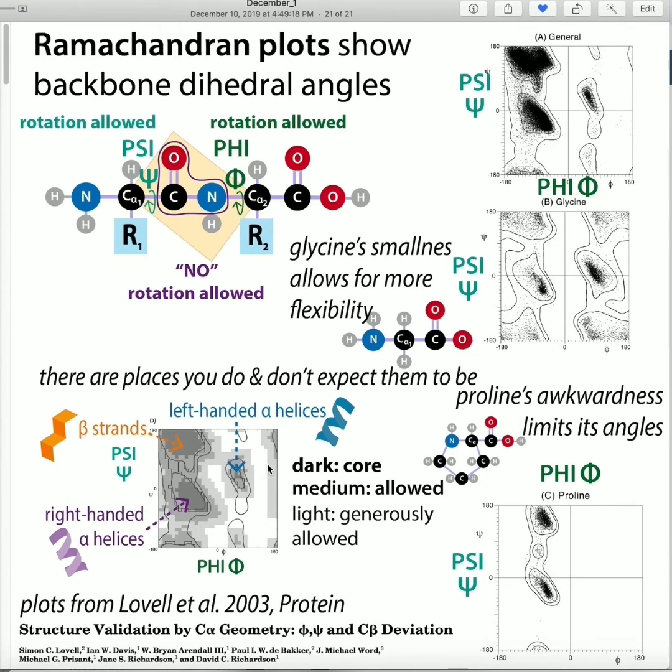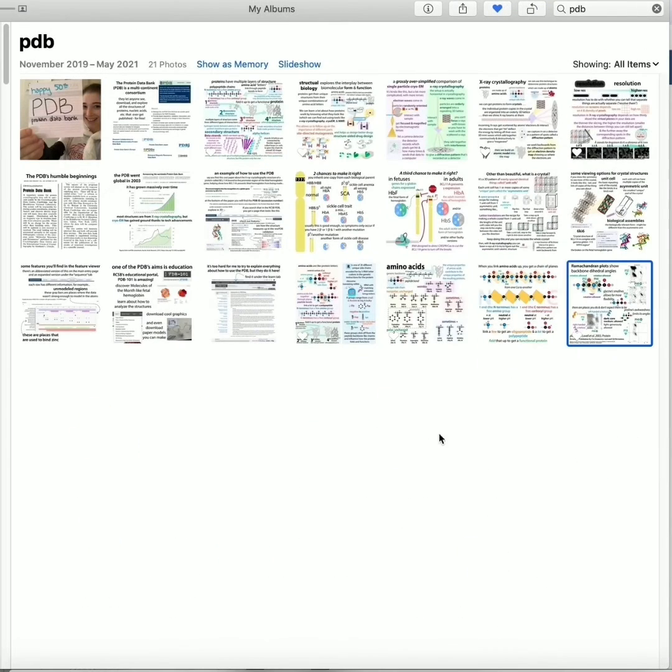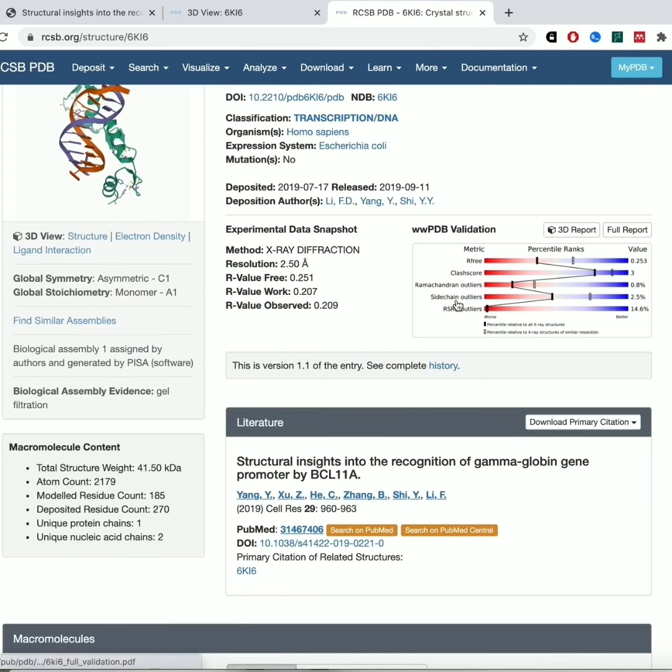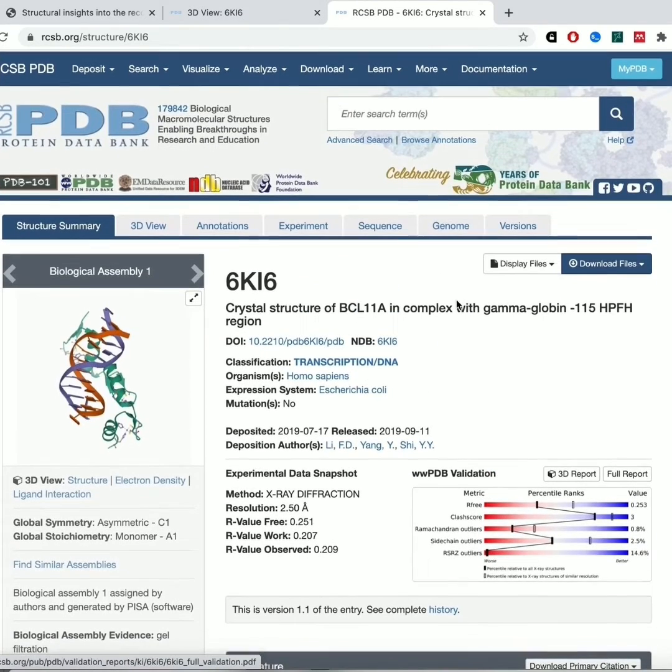This will differ for different amino acids. Glycine can be more flexible because it's small. Proline has a more restricted range. And when you have an outlier, that'll ding up the Ramachandran plot score. So those are the basic factors that you can look at when it comes to structural quality.